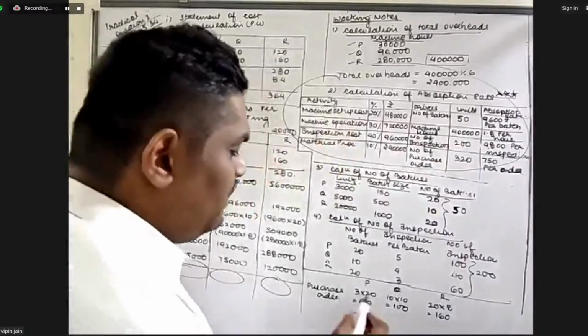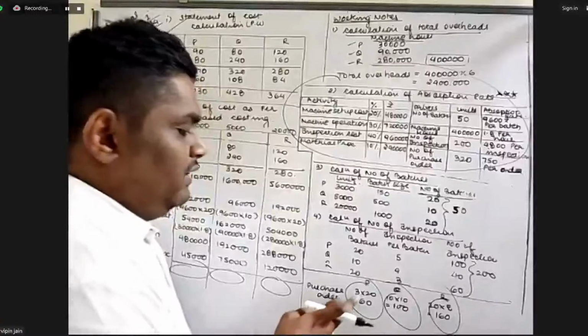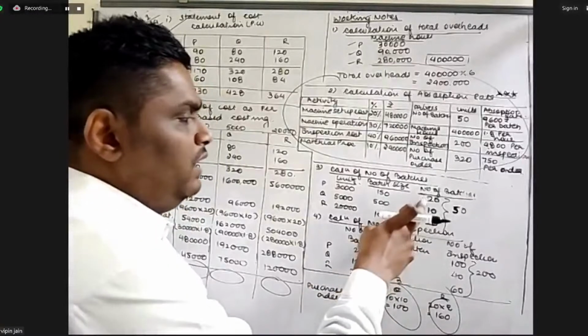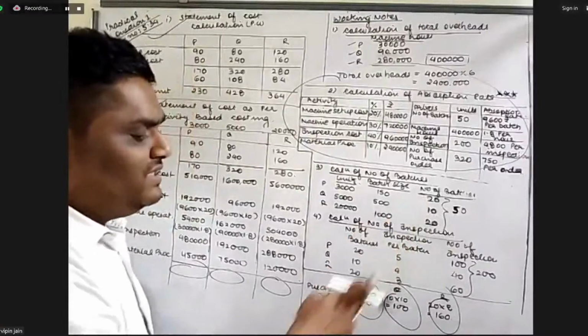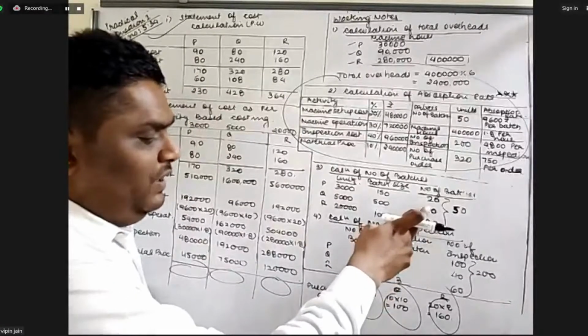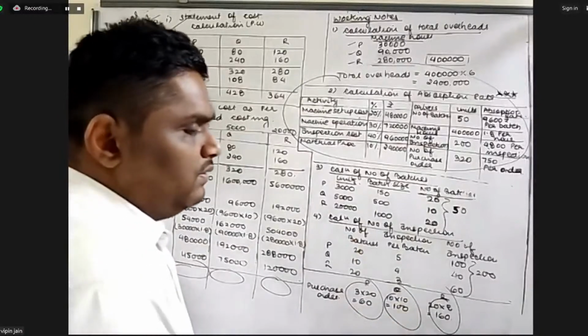Nisha Kumari, this is how we get 320, that is 60 plus 100 plus 160. That is 3 into 20. That is 20 batches, and for every batch there are 3 purchase orders. So 60. 10 batches, and for every batch there are total 10 purchase orders, so 100.